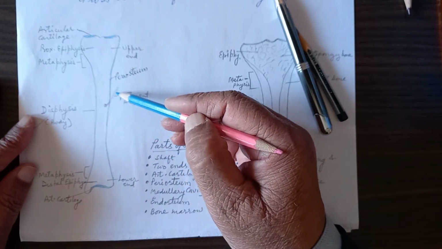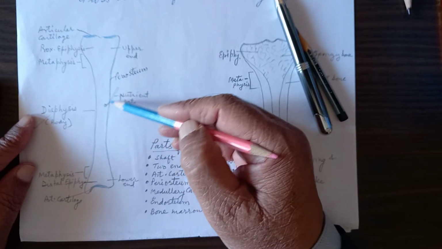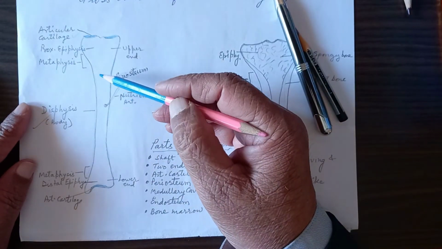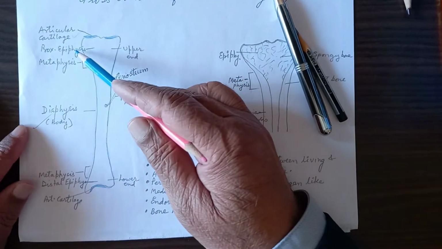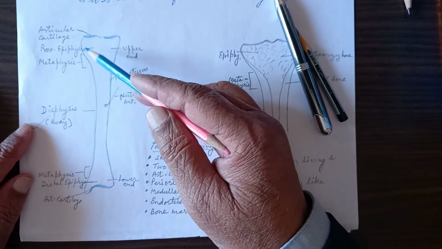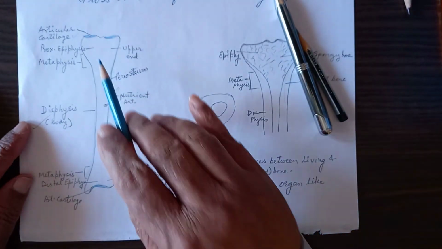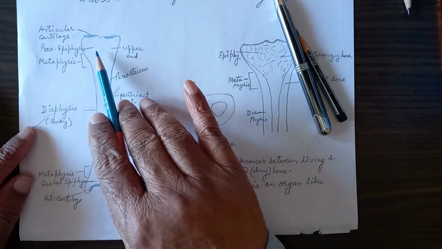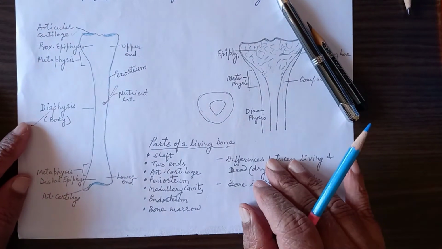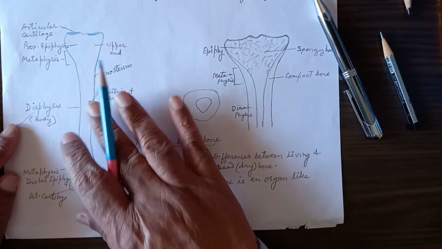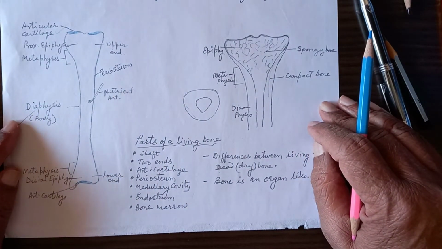Now the biggest vessels which go in or come out are at the nutrient foramina in the shaft, which is the major blood supply to the bone. Then at the ends you will also see many small pits or depressions, the foramina, and these are for the passage of blood vessels. At the epiphysis, where it is massive, large and thick, many small blood vessels enter the ends of the long bone.